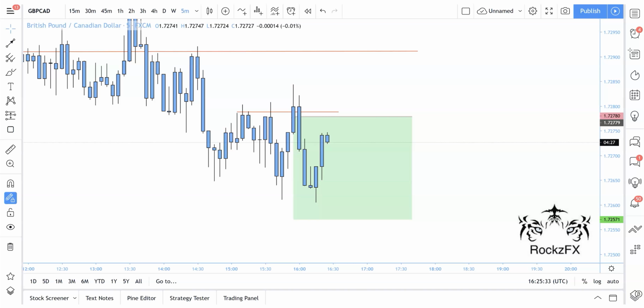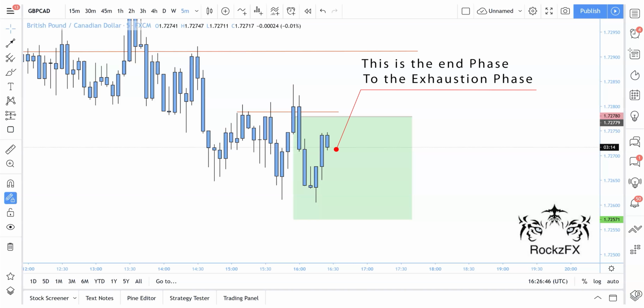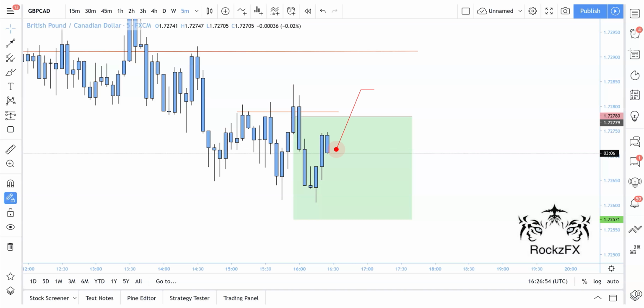So anyway, as I mentioned previously, price is in a push phase. We expect an exhaustion phase to happen. This is what you guys will call a pullback or an exhaustion or whatever it may be, and that's what's happened. Price action at the moment is now indicating that it's stalling, which could possibly mean that this is the end phase to the exhaustion phase, and we could have the continuation to the downside.